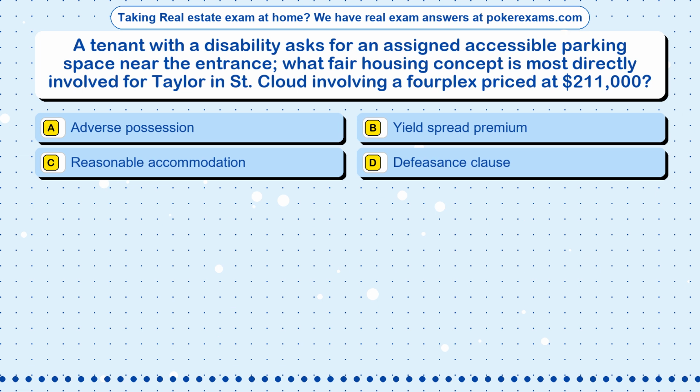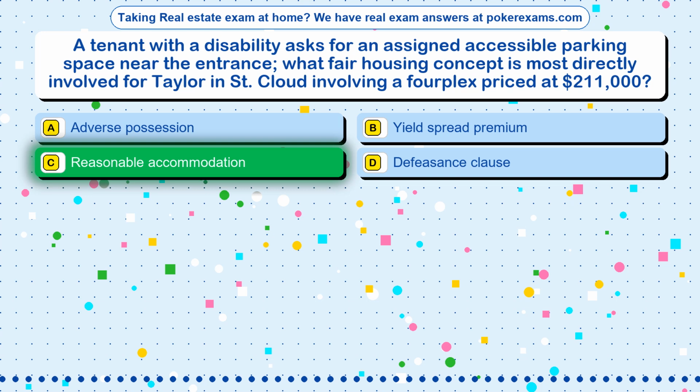Question 67. A tenant with a disability asks for an assigned accessible parking space near the entrance. What fair housing concept is most directly involved for Taylor in St. Cloud involving a fourplex priced at $211,000? Option A, adverse possession. Option B, yield spread premium. Option C, reasonable accommodation. Option D, defeasance clause.